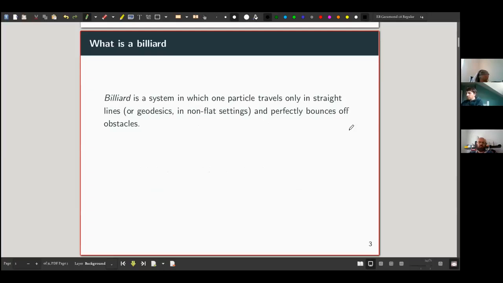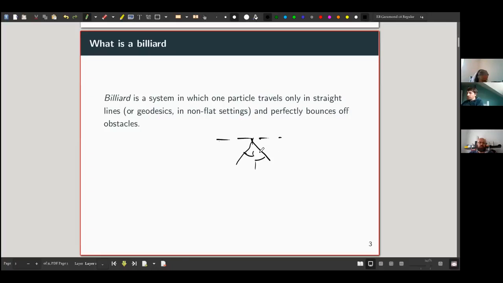The title of the talk is a billiard on some hemisphere. So it would be nice to say what a billiard is. It's just a, quote, simple system in which one particle travels only in straight lines, or geodesics if it's non-flat, and bounces off some obstacles that we put in there. And the bouncing is always perfect, so it just reflects according to the usual law of reflection, that the incoming and outgoing angle are the same.